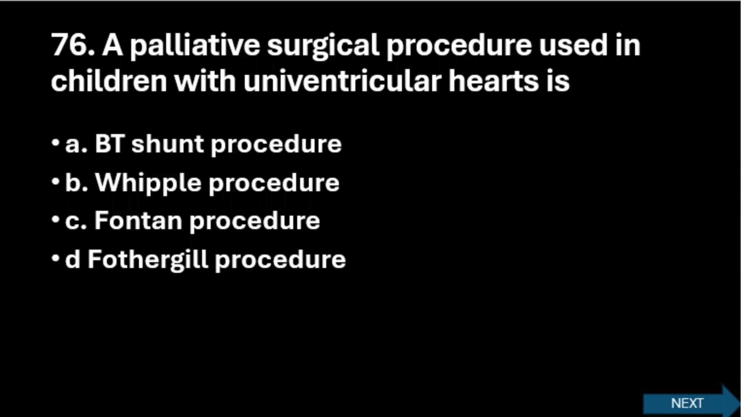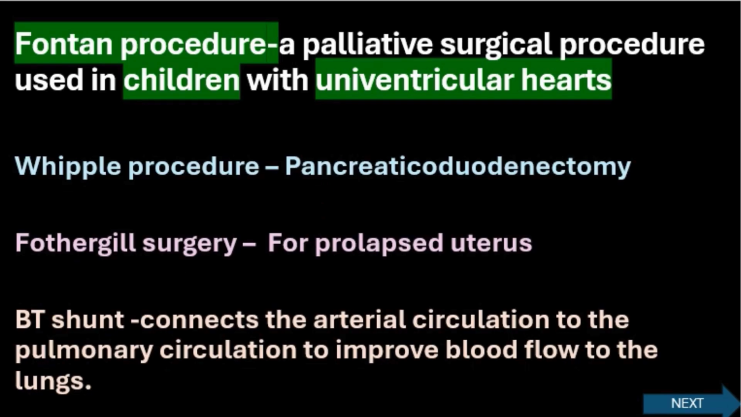Welcome back all of you to the mock test explanation series, part 7. Next question. A palliative surgical procedure used in children with univentricular heart is option A, BT shunt procedure, option B, Whipple procedure, option C, Fontan procedure, and option D, Fothergill procedure. The right answer here is option C, Fontan procedure.